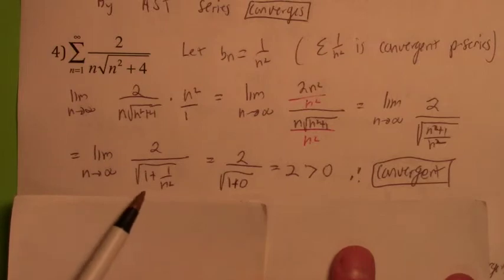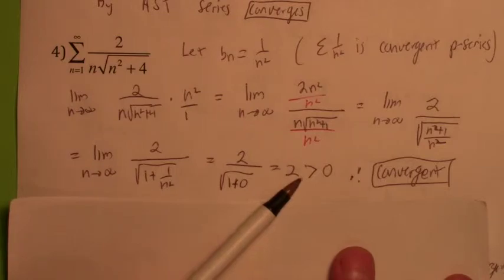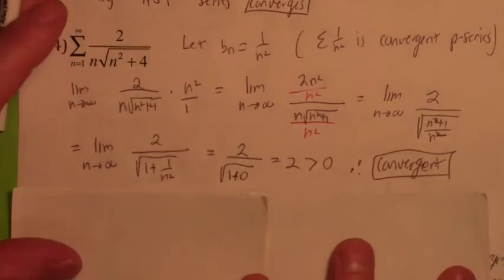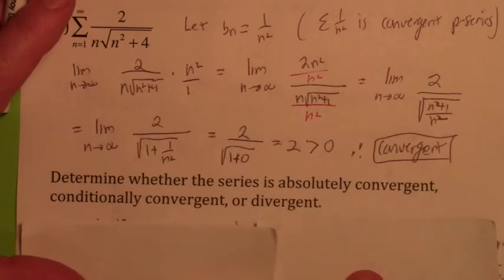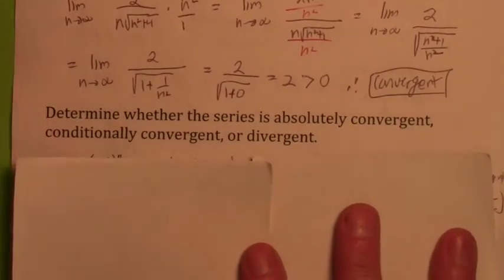So when you take the limit as n goes to infinity, you get 2, which is greater than 0. Remember, as long as you get a number that's greater than 0, using the limit comparison test, it's convergent. All right, this last thing I want to do here. Now we're asking the question, does it converge absolutely, conditionally, or divergent?